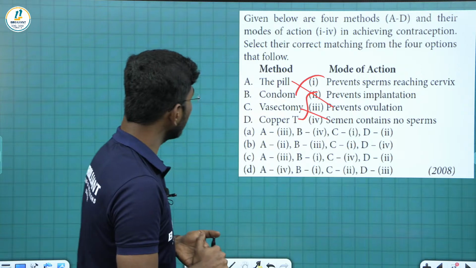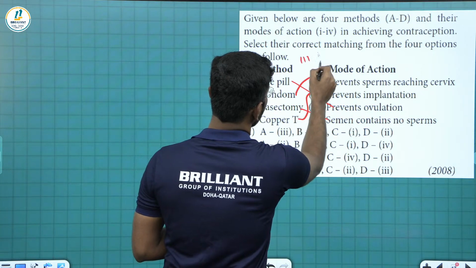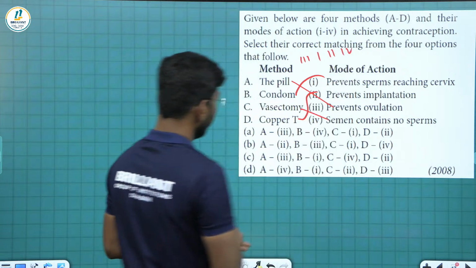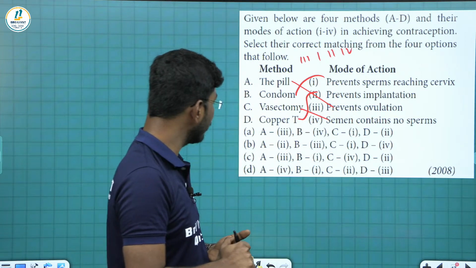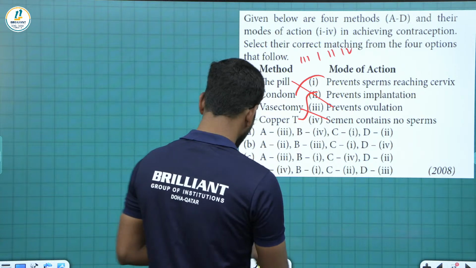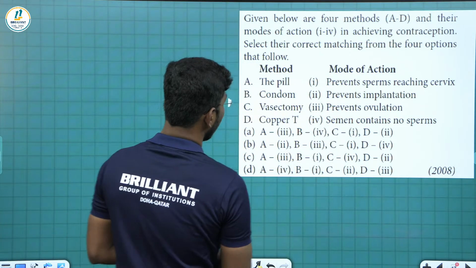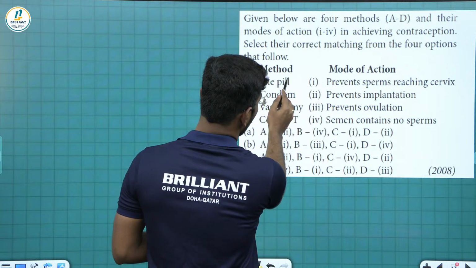What is the right answer given? Tell me here. 3, 1, 2, 4. Is it true? 3, 1, 2, and 4. Is it there? 3, 4. Try one more time. Oral pill is what? Tell me. Oral pill is ovulation. So 3.